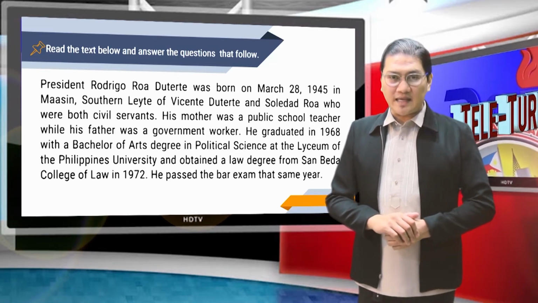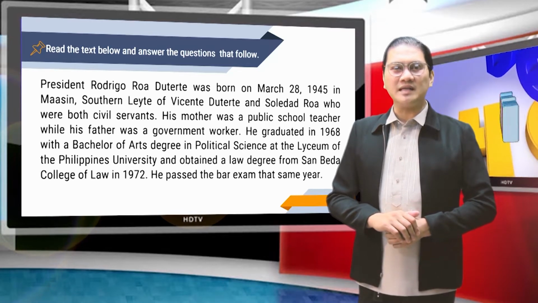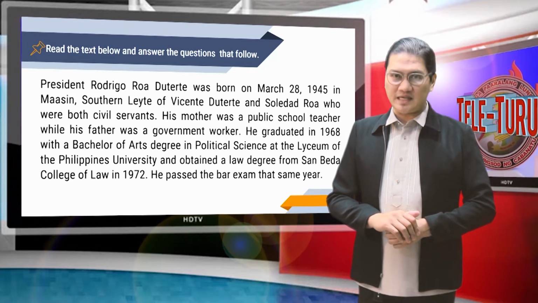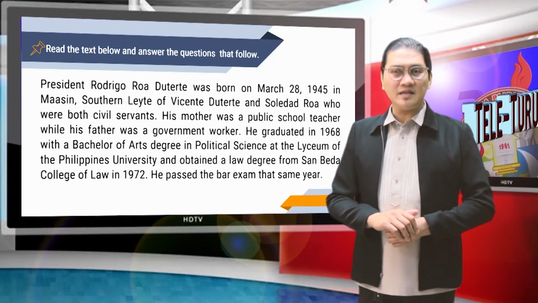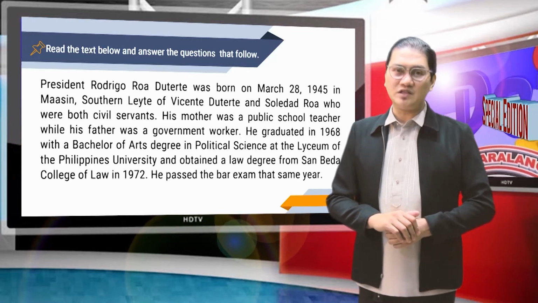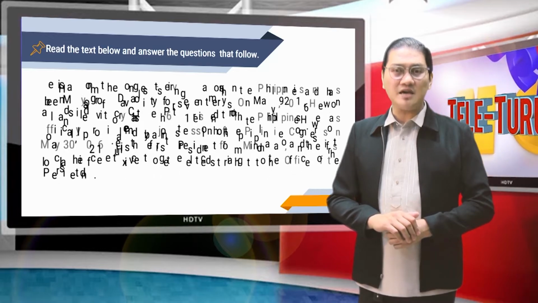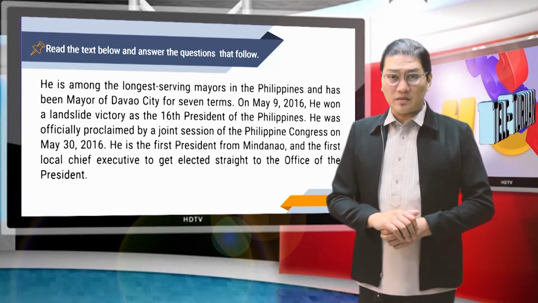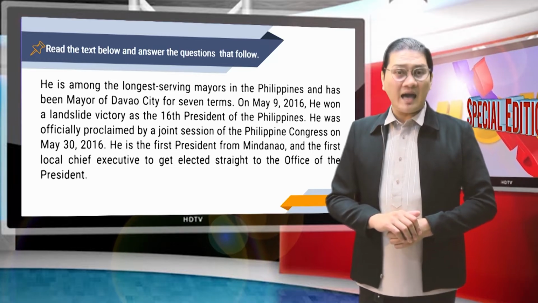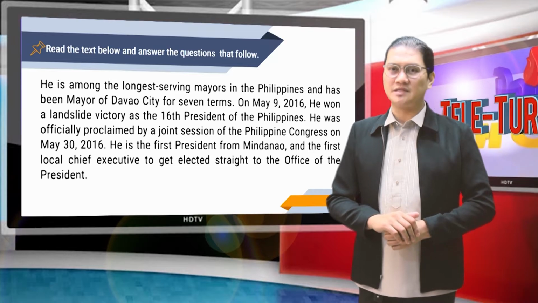He graduated in 1968 with a Bachelor of Arts degree in Political Science at the Lyceum of the Philippines University and obtained a law degree from San Beda College of Law in 1972. He passed the bar exam that same year. He is among the longest-serving mayors in the Philippines and has been mayor of Davao City for 7 terms.